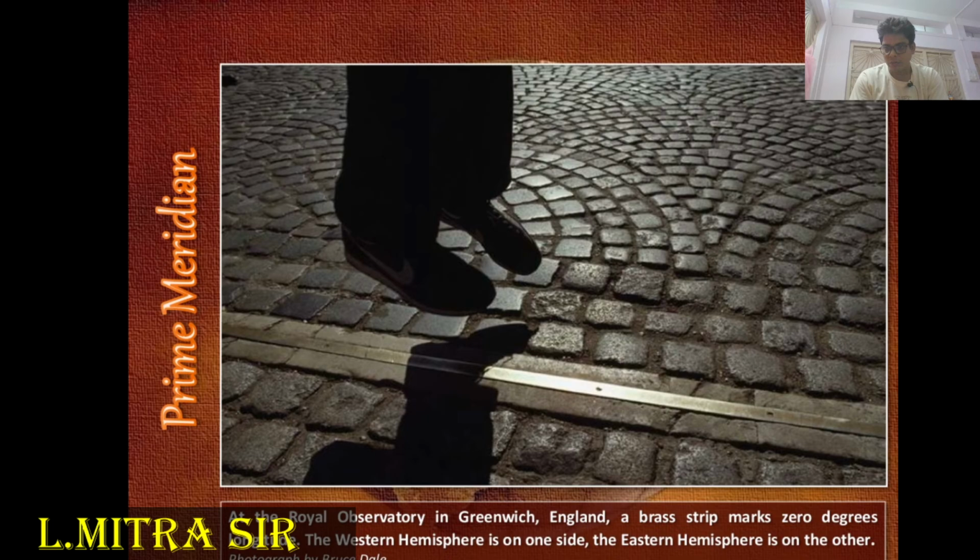Greenwich Mean Time tells you how far east or west you are. If you go to the eastern side, you add the time; if you go to the western side, you subtract it. India is 5 hours 30 minutes ahead of Greenwich Mean Time, so we are lucky.